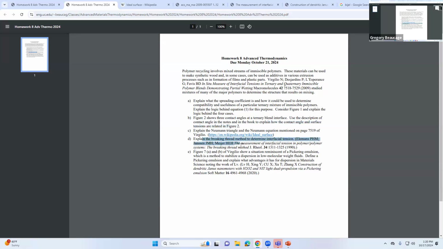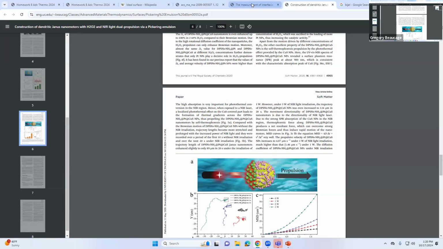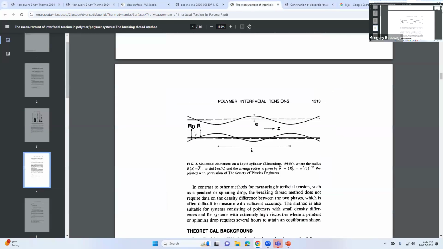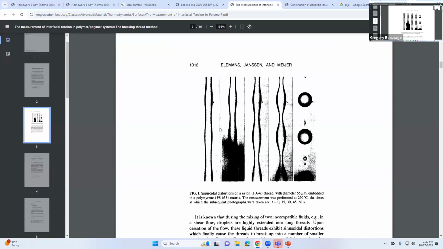Explain the breaking thread method. I did that. So basically, here's the breaking thread here. It's not exactly clear from this paper, but this figure is pretty clear. You're going to make a fiber. So you have two components. You make a fiber of one of the two components, and then make a sandwich of the other and stick the fiber between. And then you stick it in a microscope, an optical microscope.